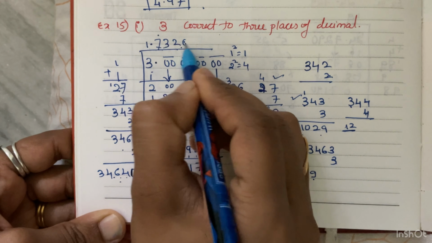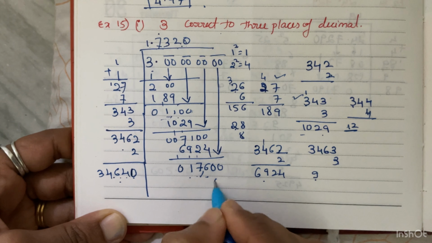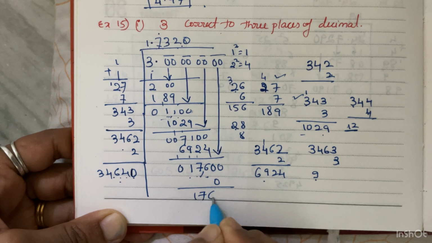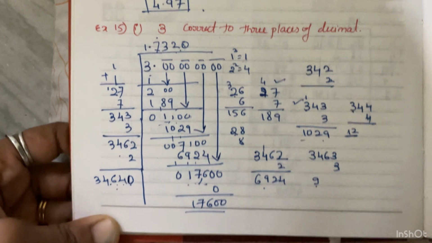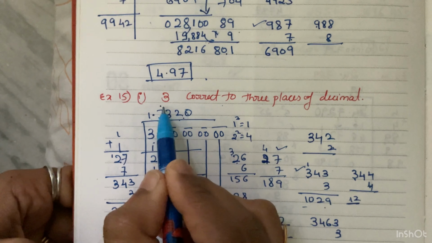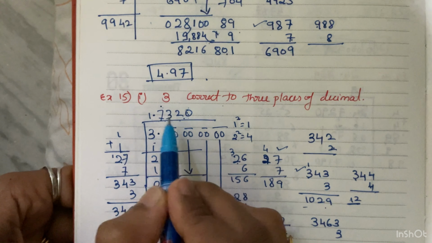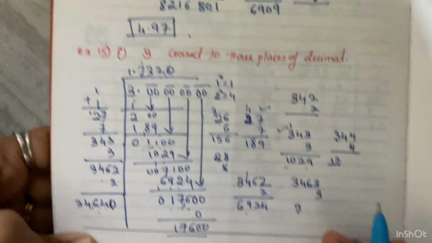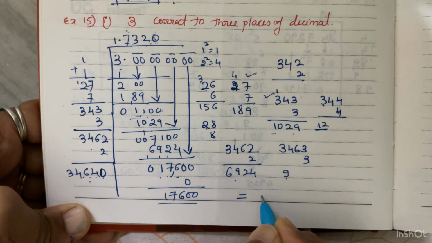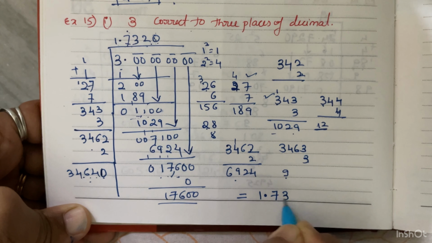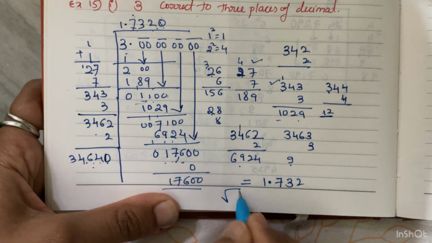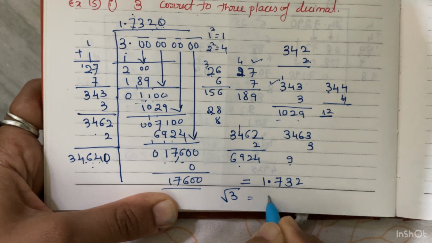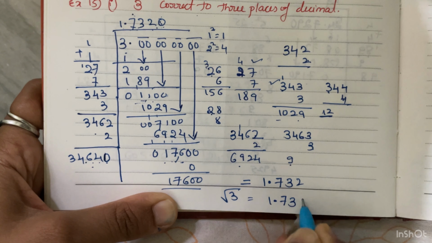Okay, so we will do it like the normal division, no? With 0, and the remainder left is 17,600 only. Now we will stop here, because here we got 4 decimal places, but we need to correct it to only 3. Here it is 0, lesser than 5, so we will get the answer as 1.732. So how do we need to write? Square root of 3, answer is 1.732.